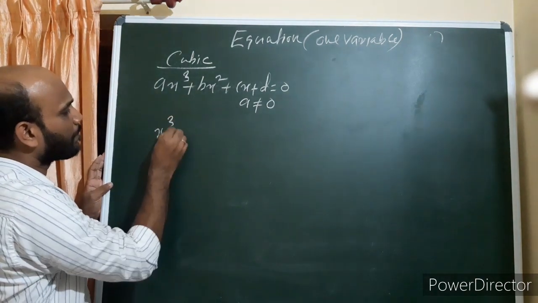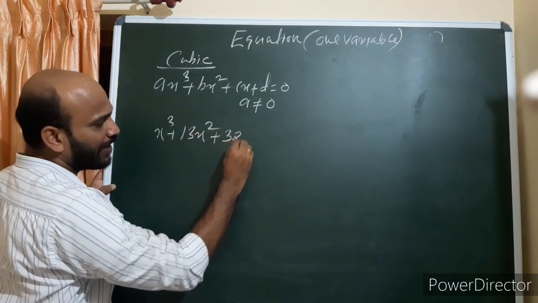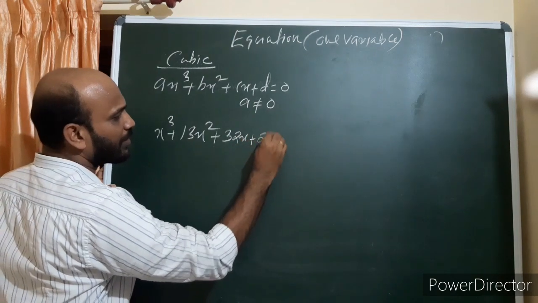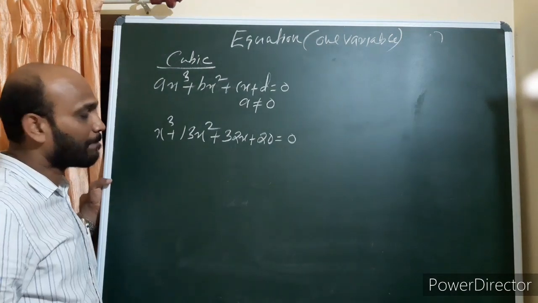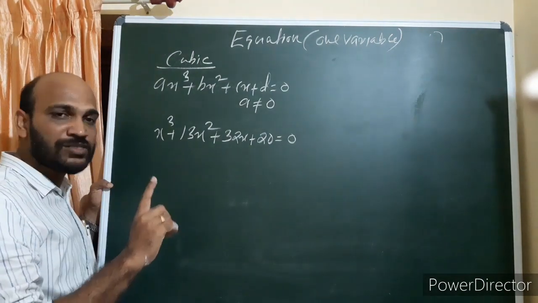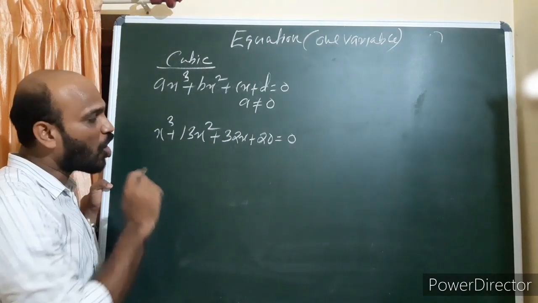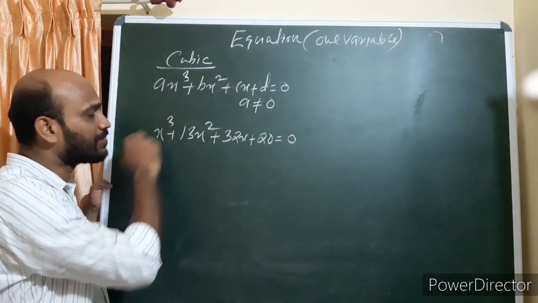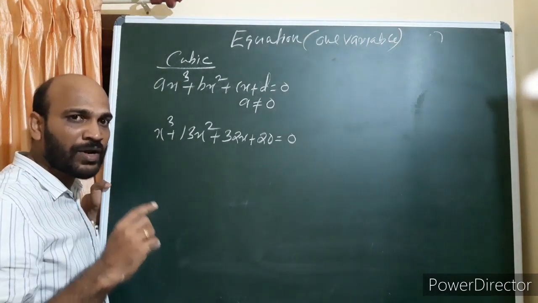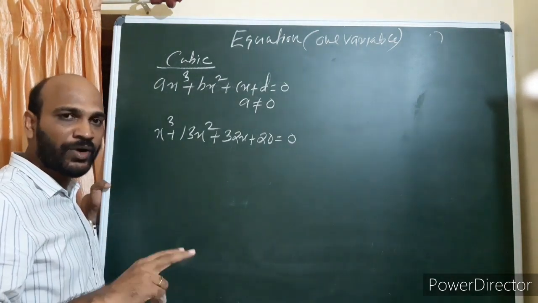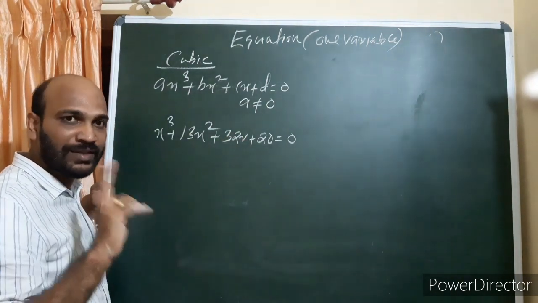X cube plus 13x square plus 32x plus 20 equal to 0. We want to solve this cubic equation. Method is, first you have to find one solution of this equation by trial and error method. How many roots will be there? There will be 3 roots because this is a cubic equation. If it is a quadratic equation, there will be 2 roots. If it is a linear equation, there will be 1 root. This is cubic equation, so there should be 3 roots.